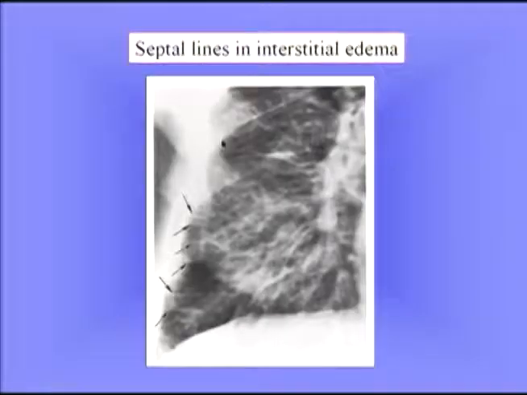It's difficult to know whether a patient's got interstitial edema, and the people who are going to tell us are the radiologists, because they are able to pick up signs of interstitial edema. These are called septal lines, and they are horizontal, white, short lines perpendicular to the pleural surface. And here are a few examples. These are formed by the edema of the interlobular septa, the thickened interlobular septa.